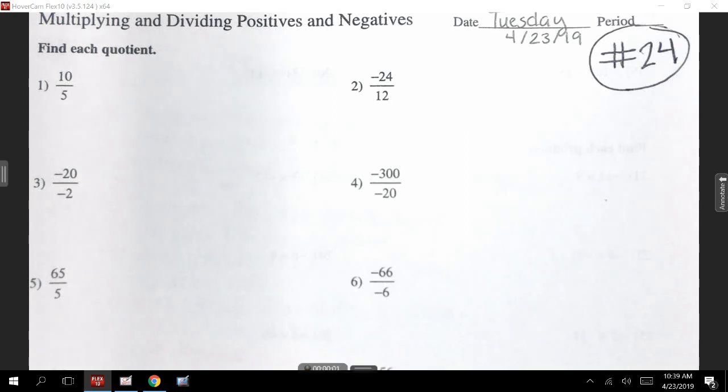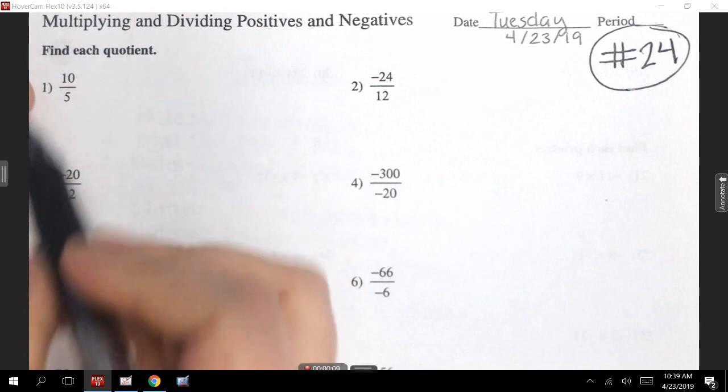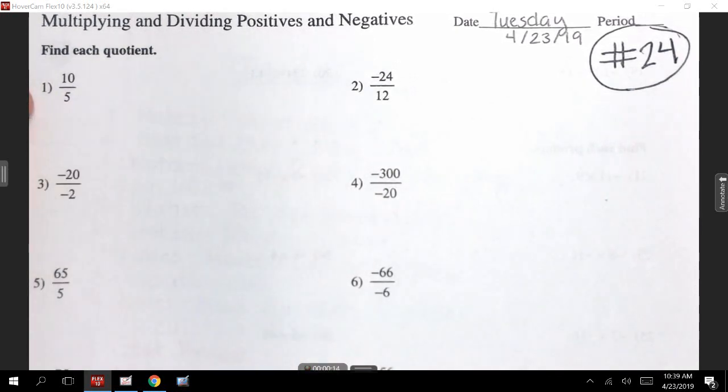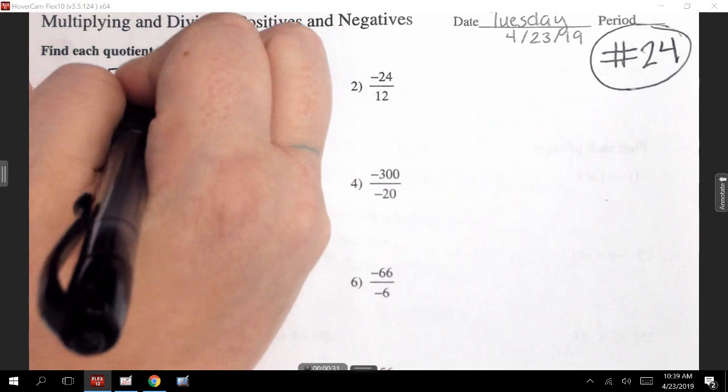All right. So looking at this first example, first of all, we have to remember, what does that fraction bar mean that I'm doing here? Javon? Division. So guys, this means I'm doing 10 divided by 5. When I do 10 divided by 5, what do I get, Carlos? 2. All right. And Carlos, should that 2 be a positive or a negative? Positive. These are the same sign, so my answer is positive.